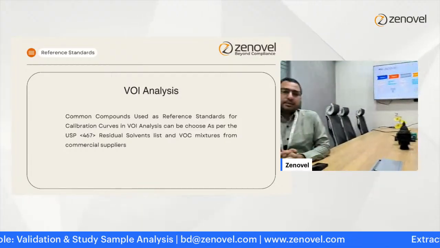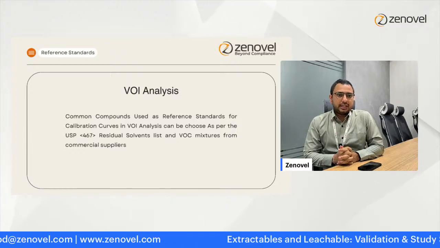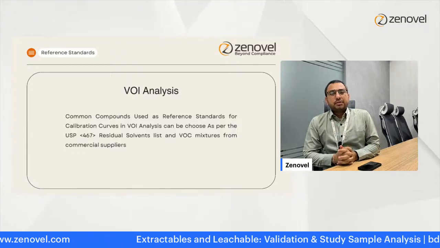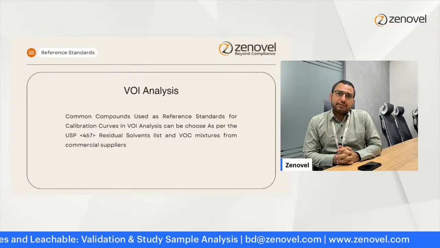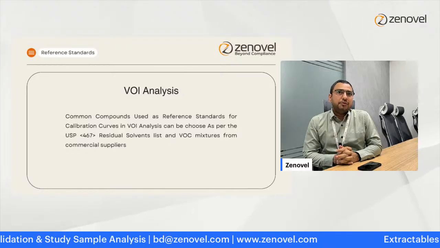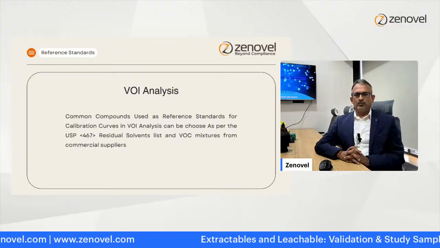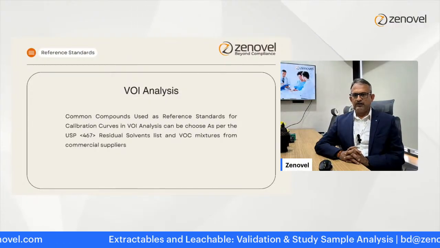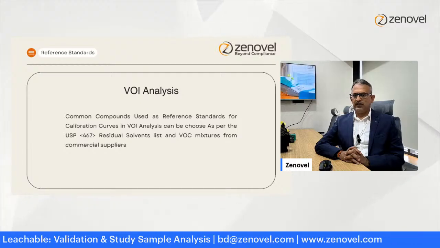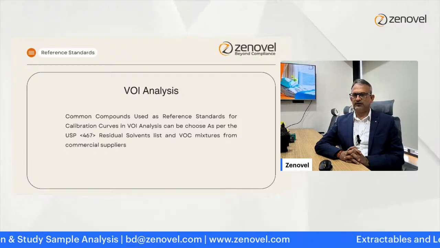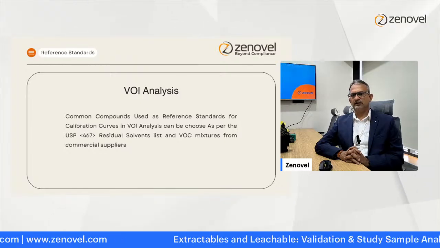Thank you. We will discuss these two terminologies in the later part of the webinar. My next question is, what are the common compounds used as a reference standard for the calibration curve for VOCs specifically? Okay. Common compounds used as a reference standard for the calibration curve in VOC analysis can be chosen as per the USP 467 residual solvent list and VOC mixes from commercial suppliers.